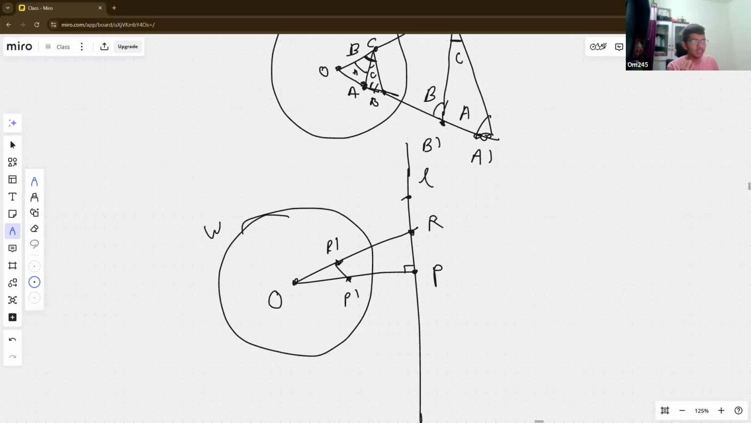Then for the image R dash, we get that P, R, R dash, P dash are cyclic because of the power of a point. And then because this angle is 90 and this is cyclic, this will also be 90. So we basically get that R dash lies on the circle with diameter OP dash. And now you can move R dash anywhere, up here, down here. You will get all of these points actually lying on the circle passing through O with OP dash as diameter.